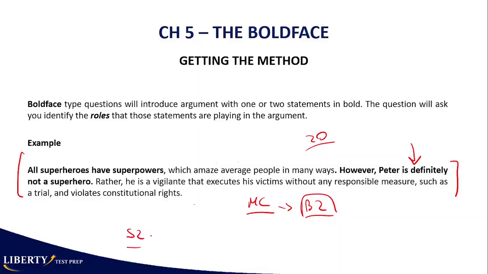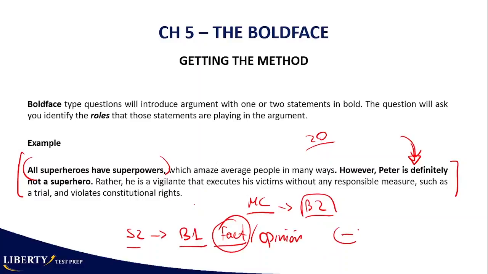Step number 2, we have to check whether bold number 1 is a fact or a claim, or an opinion. In this case, it says all superheroes have superpowers. What does it sound like? It's a fact. So bold number 1 is a fact. And what's the relationship between this fact and the main conclusion? It's a negative relationship, because Peter has superpowers, but he is not a superhero.